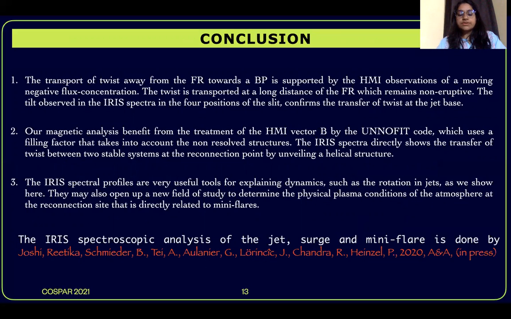This transport of twist from the flux rope into the jet is observed in the IRIS spectrum as well. And our magnetic field analysis with the UNNOFIT code and the comparison with the simulation provides strong evidence for the flux rope formation. The IRIS spectral profiles are very useful tools for explaining the dynamics such as temperature, density, and the rotation in the jets. We also did a thorough investigation of the IRIS spectrum analysis, and it is also published as this paper.